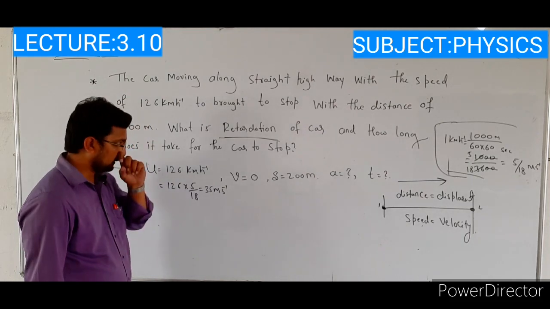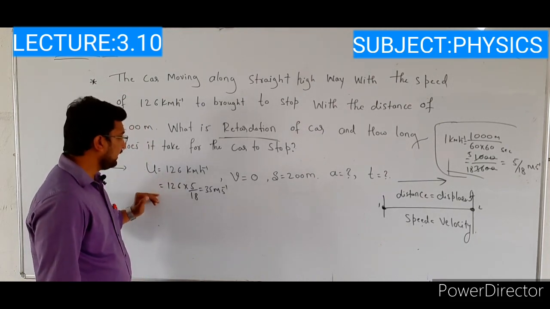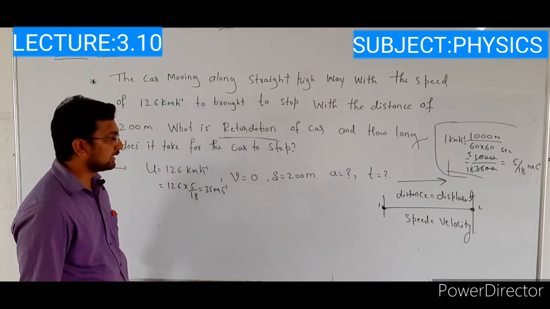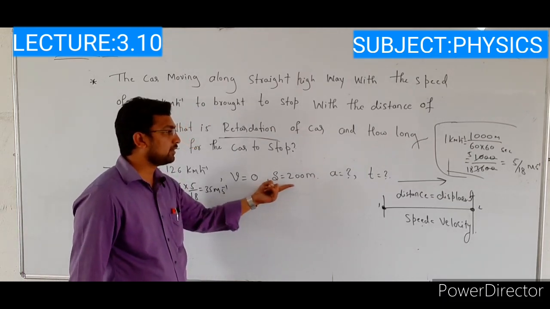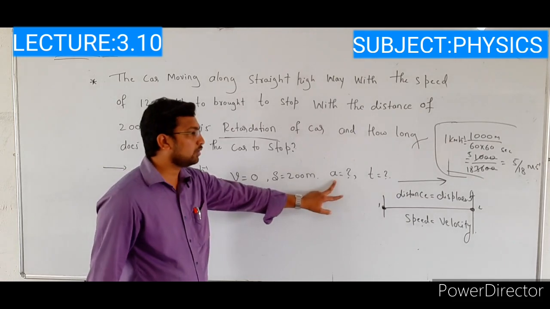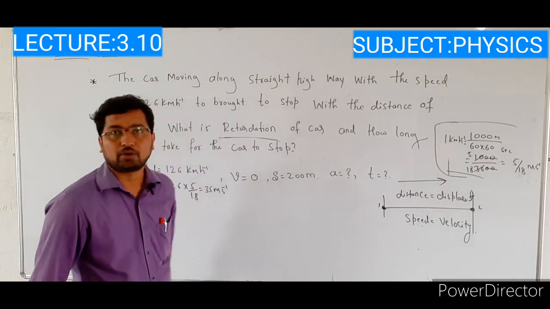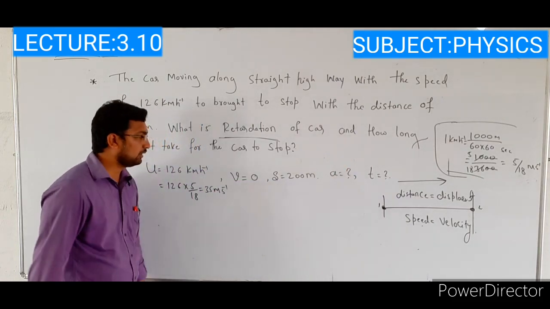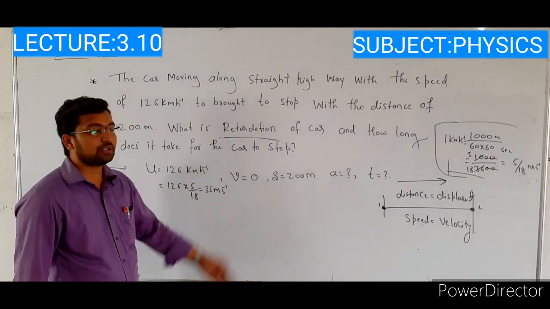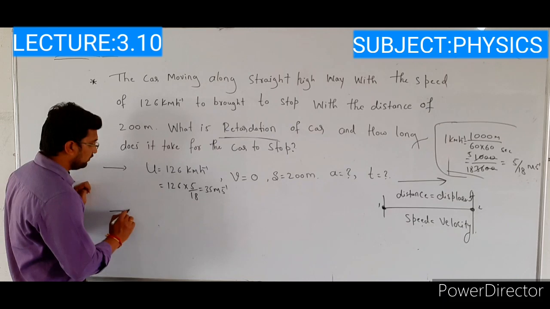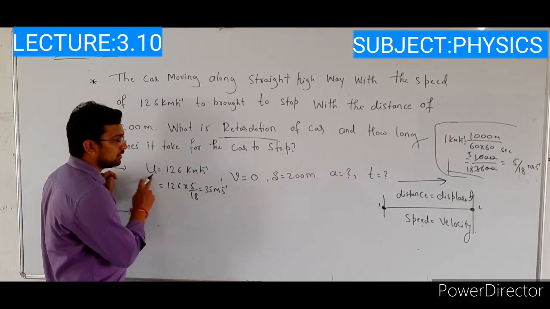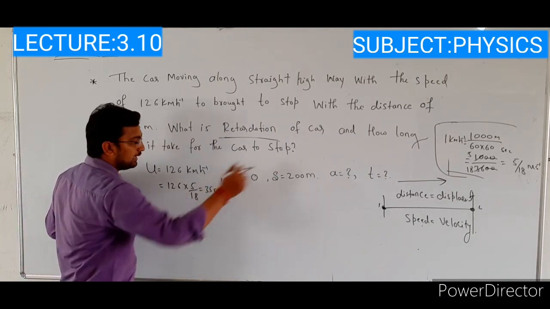Okay, the next one. Here the initial velocity is given, 35 meter per second, the final velocity is 0, the displacement of the particle is given, s equal to 200 meter, then a is equal to question mark and t is equal to question mark. First we have to calculate the retardation, right?